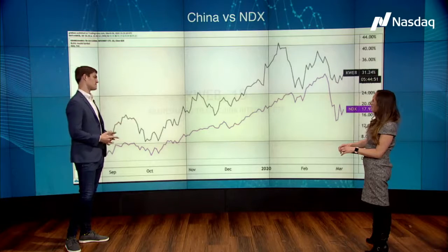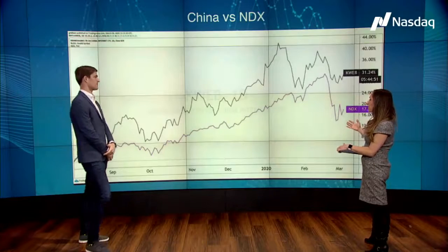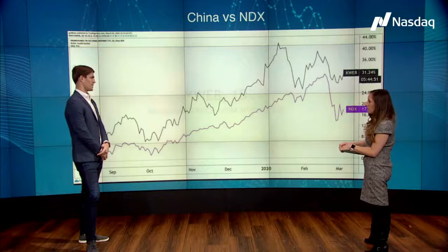Yeah, which is really interesting because the Nasdaq 100 is obviously heavily weighted to tech, and a lot of those companies have that exposure to China. So it's interesting that you were able to identify that, and it could be a good trade depending on which side you take.